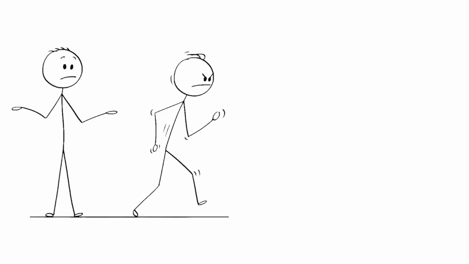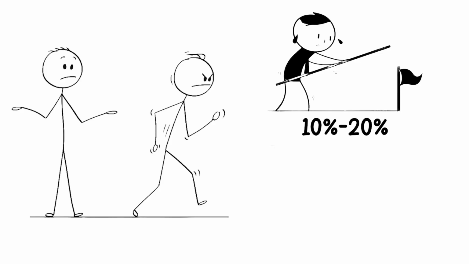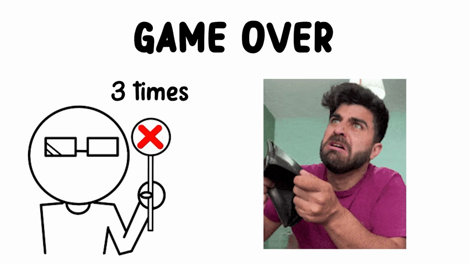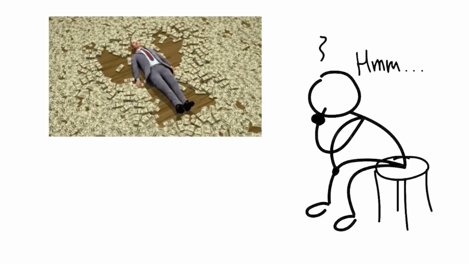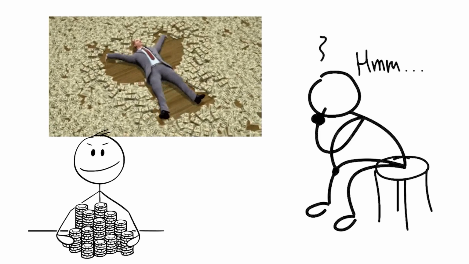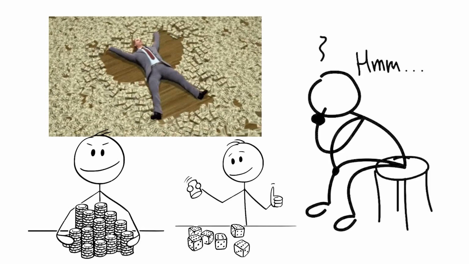Most beginners ignore this. They risk 10 or 20% per trade because they want to get rich quick. Then they're wrong 3 times and they've lost half their money. Game over. The boring truth about trading: protecting your money is more important than making money. Make small bets. Use stop losses. Stay in the game long enough to actually learn.